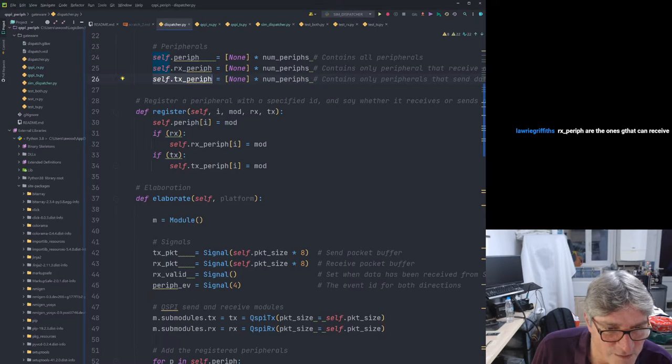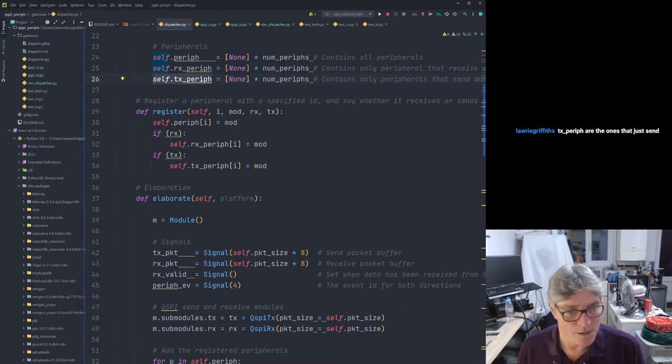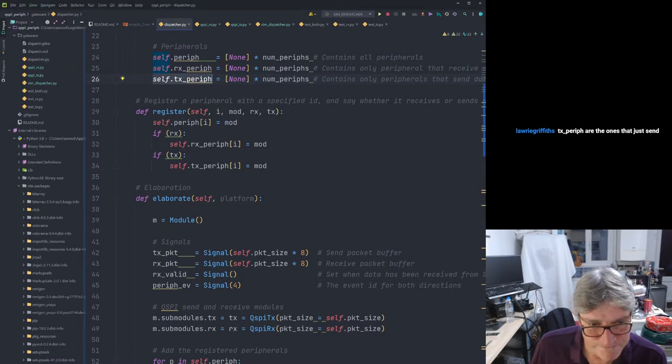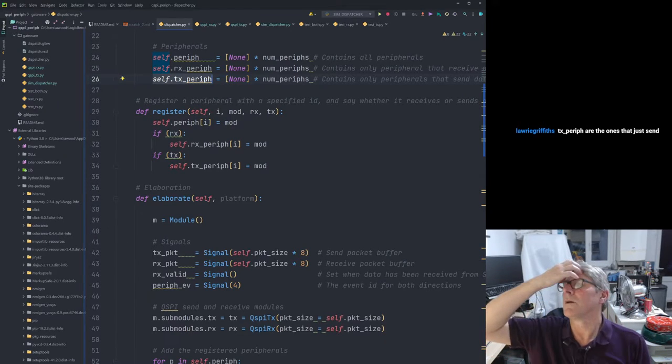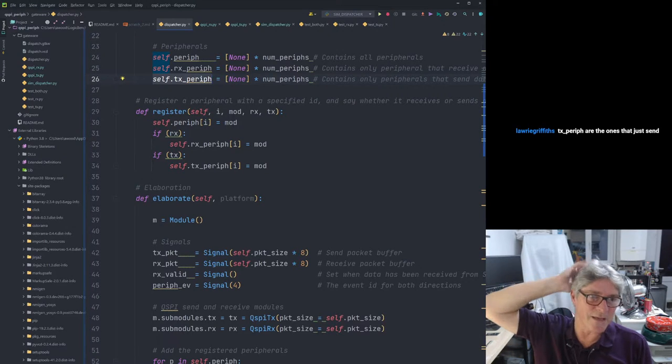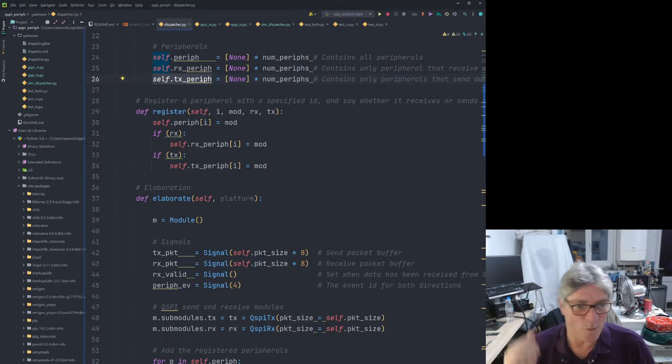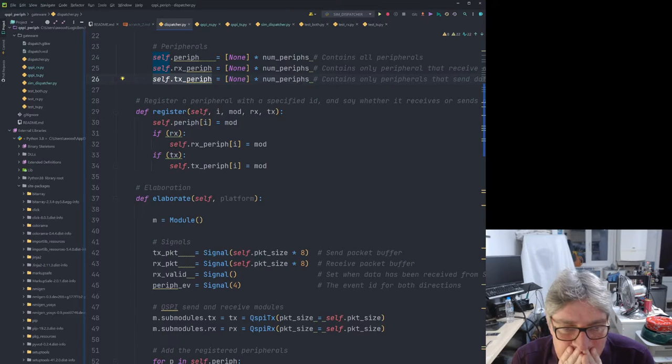RX peripherals are ones that can receive. So that would be like a really dumb display that you can't read the frame buffer of, for example, I presume, or a monitor or a logger. TX peripherals are the ones that just send. I may have TX and RX round the wrong way in my description. This is from the dispatcher's point of view or from the peripheral's point of view.